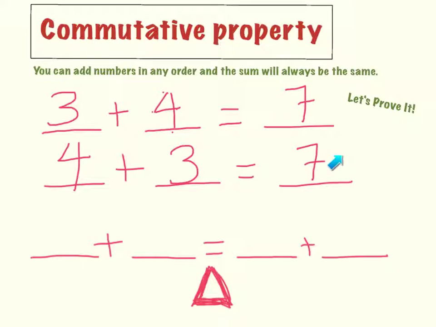Our sums are the same. We have the same add-ins. All we did was switch the order. In this one, 3 is first, and in this one, 4 is first. We have proved the commutative property.